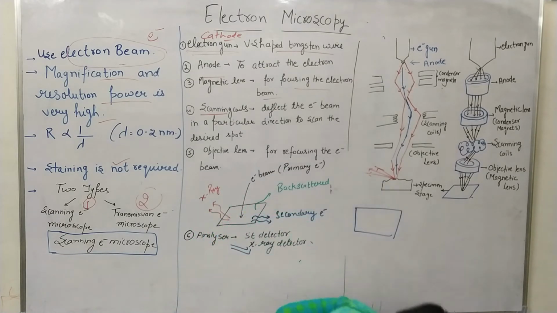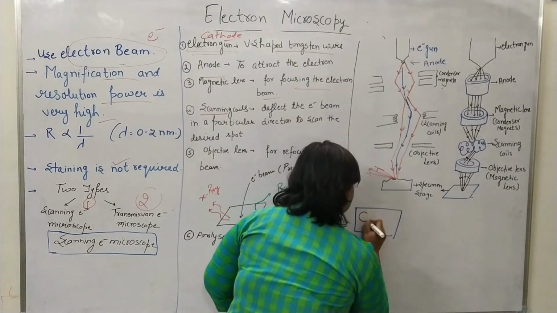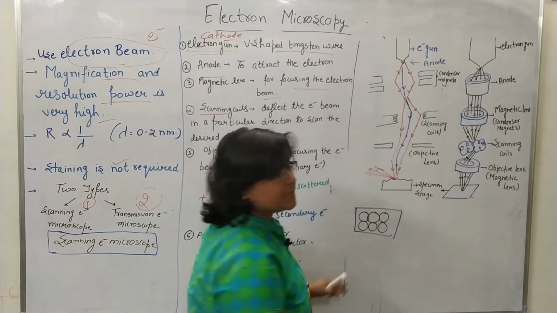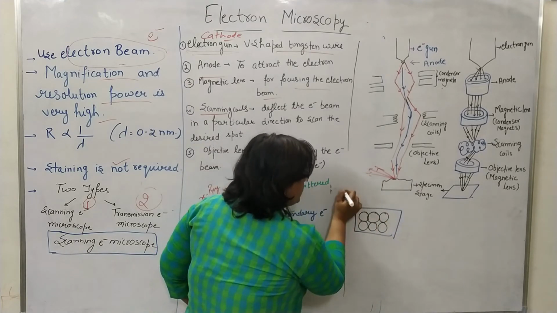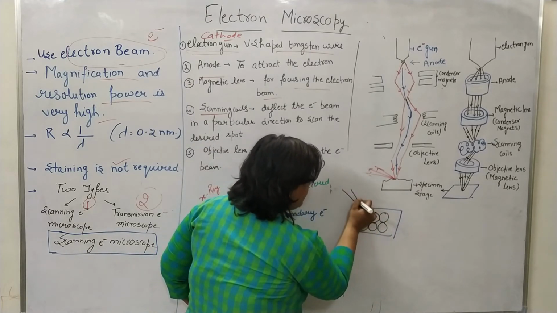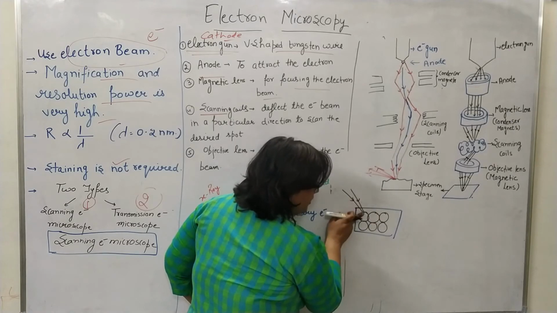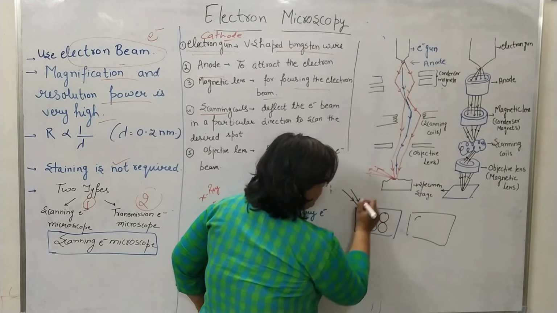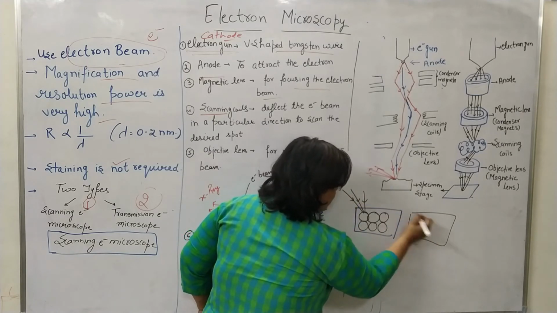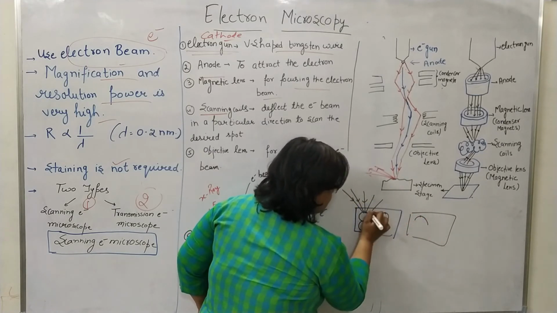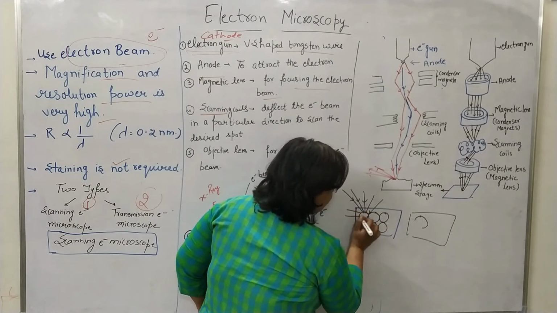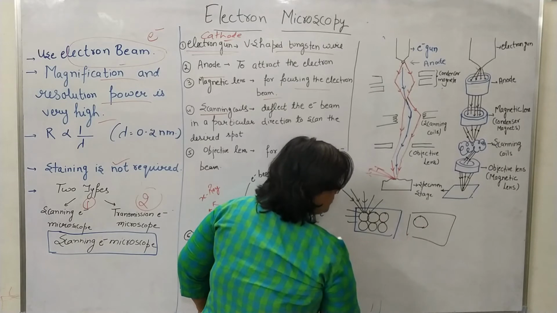When the scanning coil deflects the beam, suppose the diagram is like that, and the specimen is like that. First of all, the scanning coil deflects the beam onto this point, so on the monitor this part of the image will form. Then this part forms, then this part. When the deflection goes to this side, a particular image will form.